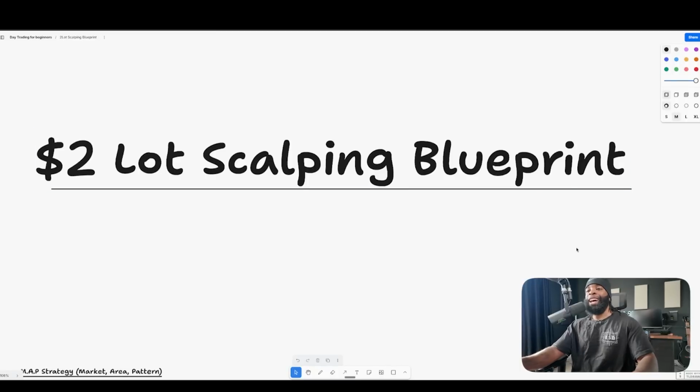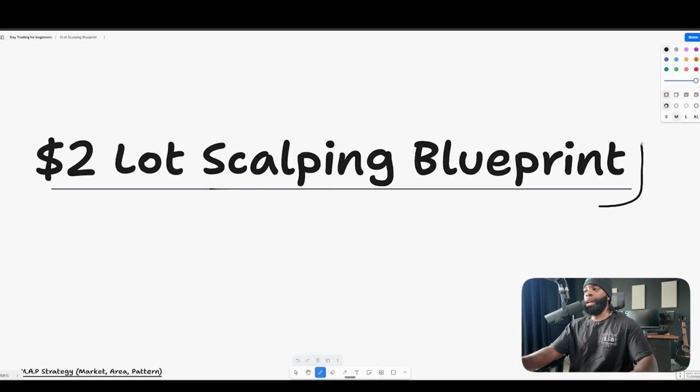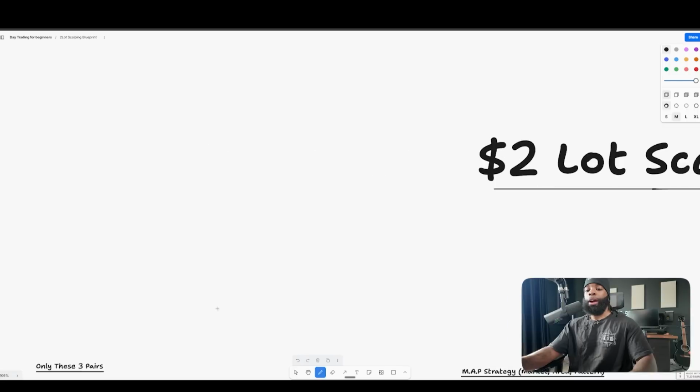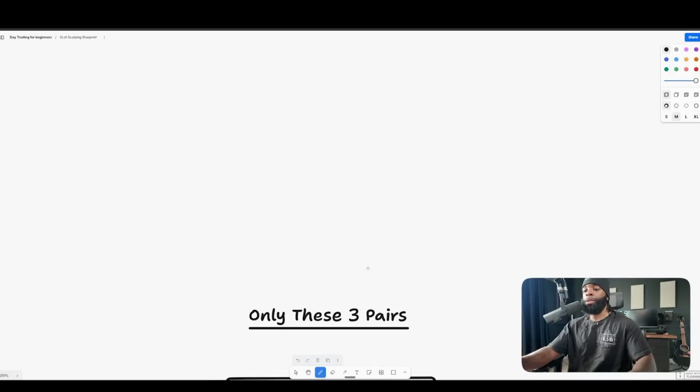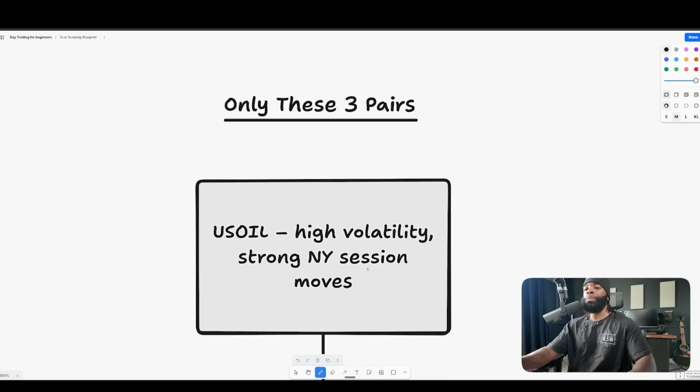So, the $2 lot scalping blueprint. This is going to be a complete game changer, and I'm explaining why. Now I want to start off with the 3 pairs that you should be focusing on when it comes to trading. So the first pair is going to be oil.